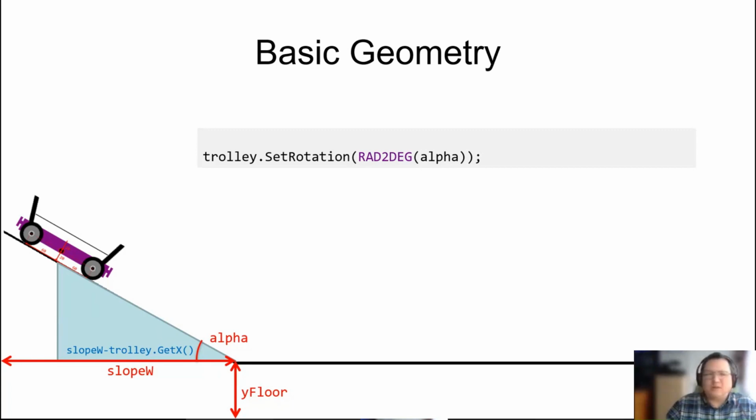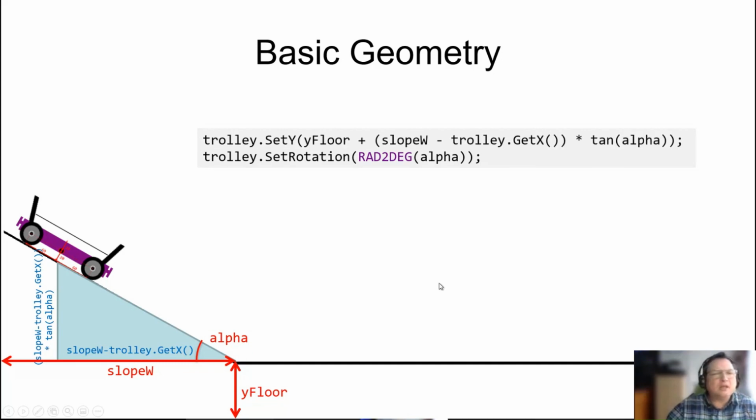Tangent, very good, Yuan. Absolutely tangent. Tangent alpha is opposite over adjacent. So opposite, the one that we are looking for, is adjacent multiplied by tangent alpha. Okay, so it is all these things: slope W minus trolley get x multiplied by tangent alpha.